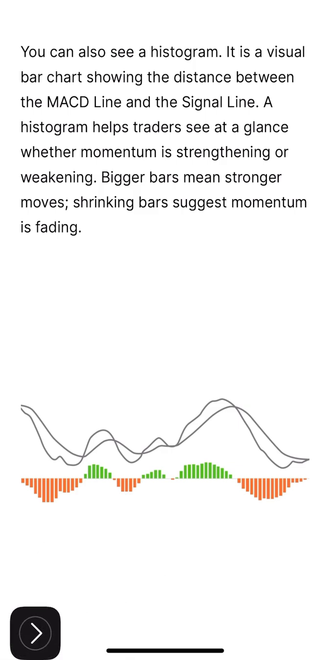You can also see a histogram. It is a visual bar chart showing the distance between the MACD line and the signal line. A histogram helps traders see at a glance whether momentum is strengthening or weakening. Bigger bars mean stronger moves. Shrinking bars suggest momentum is fading.